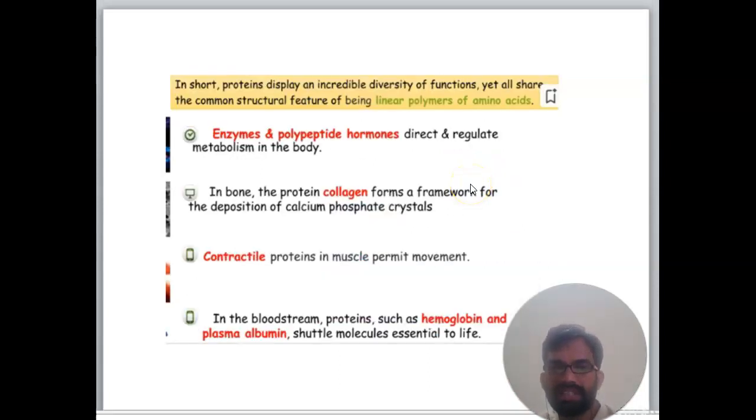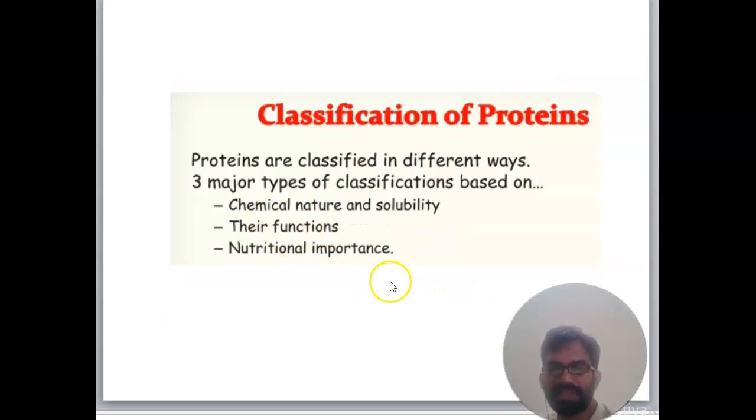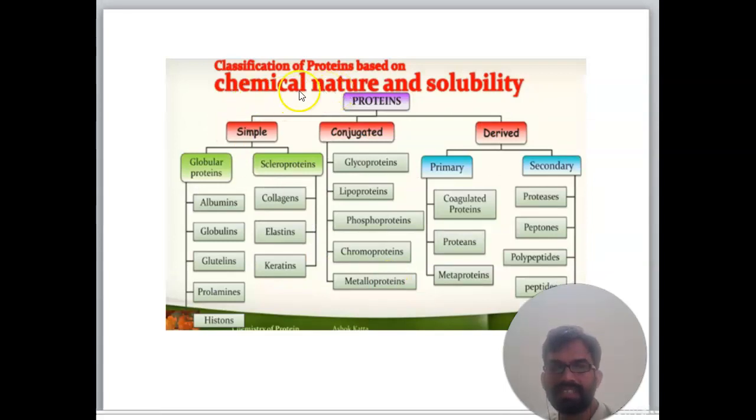Then after you can see how the different linear enzyme and polypeptide hormones are metabolites of the body, and collagens are from different calcium phosphate and contracting protein muscle fibers, and these bloodstream proteins such as hemoglobin and plasma albumin are the subtle molecules essential for life. Now we can see the classification of protein chemical structure, functions and nutritional importance.